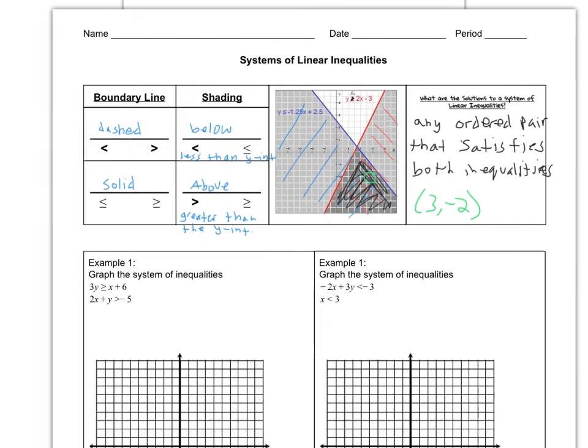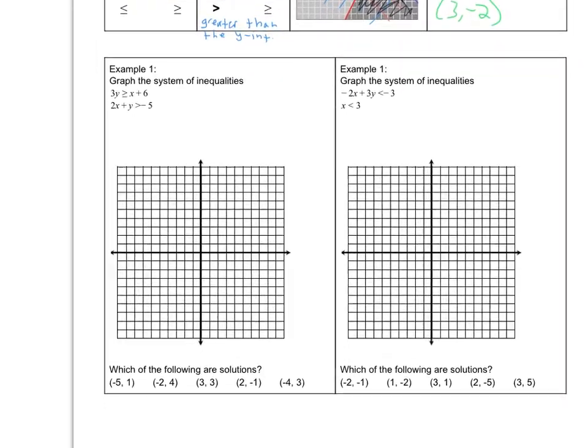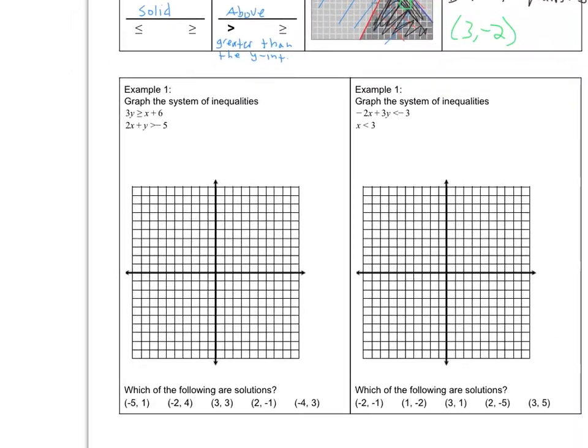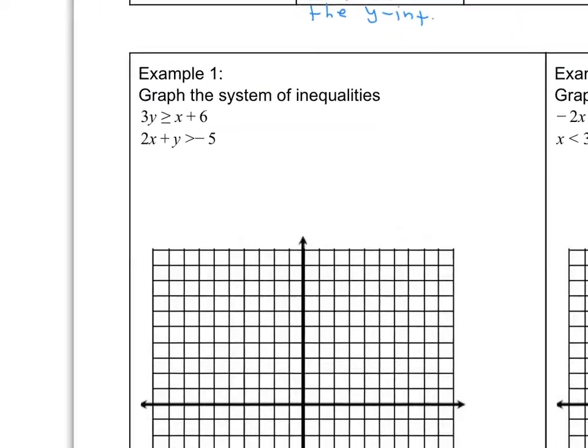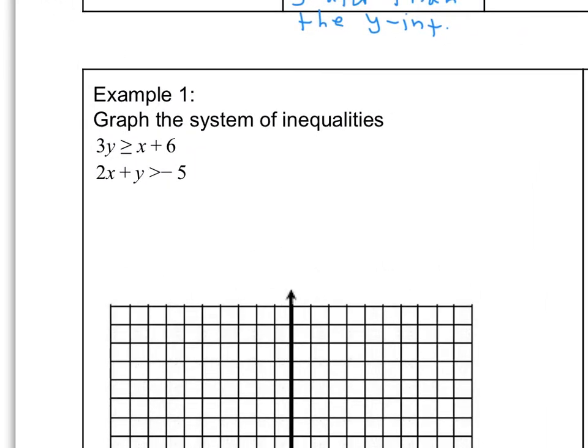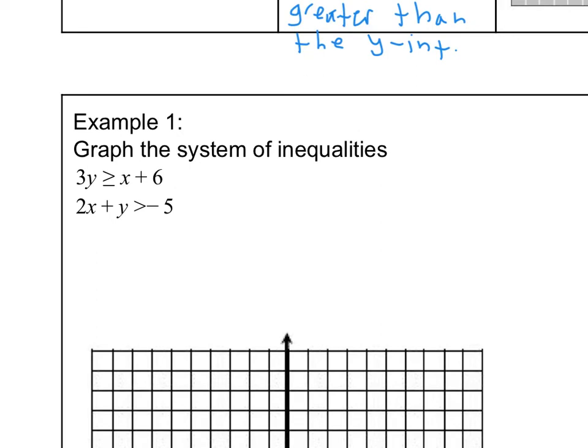All right, so I'm going to do example number 1 with you, and then I expect you guys to do the second example. See how there's 2 example ones? I'm going to do the one on the left. You guys can do the one on the right. The first one here, you can see how this is not in y equals mx plus b. So let's remind ourselves, y equals mx plus b. Why? Because you can quickly identify the m and the b to quickly graph.